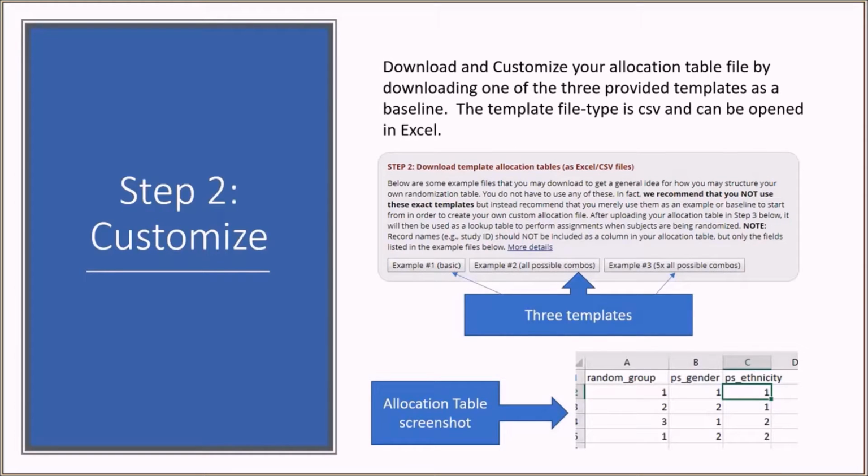Then step 2 would be to customize and download an allocation table. There are 3 templates that are provided and auto-generated by REDCap, which are listed at the bottom of that modal. Example 1 would be the basic one. Example 2 would be all possible combinations. And example 3 would be 5 times all possible combinations. You can use those 3 templates, which are all comma separated values, and you can open and edit them in Microsoft Excel. But this would be where Robbie or a statistician would come into play.